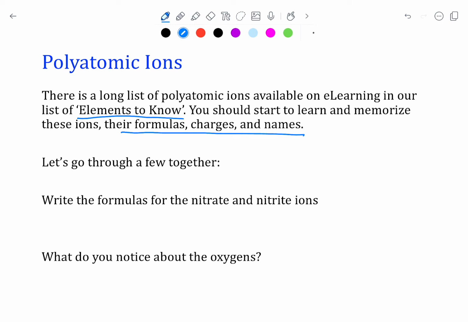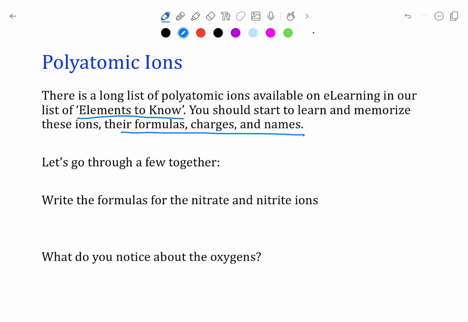So what I want you to do is pull out that elements to know page, whether you have it up on your screen or you've printed it out. You should have it somewhere on you for what we're going to do for the rest of this lesson. So please get that out. And what I want to do is go through a few of these polyatomic ions together so that we can start to see some of the trends in their names and their formulas.